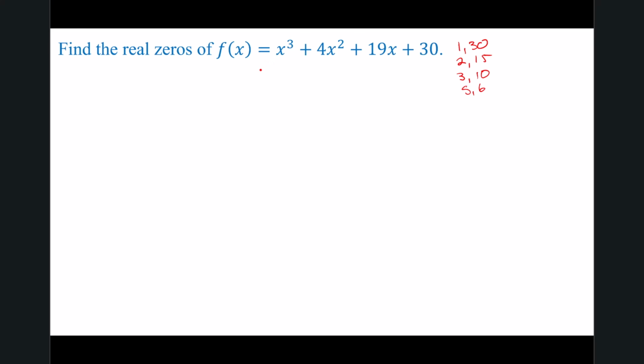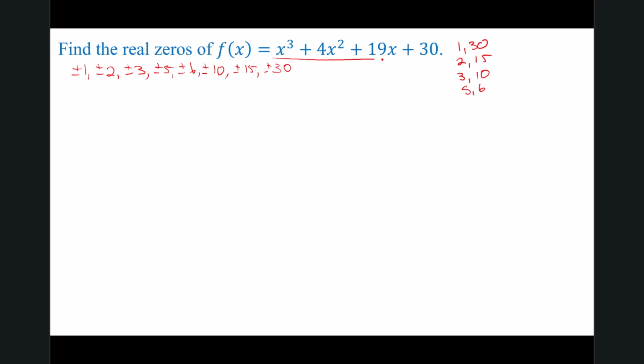Our leading coefficient's 1. So our potential rational zeros are plus or minus 1, plus or minus 2, plus or minus 3, plus or minus 5, plus or minus 6, plus or minus 10, plus or minus 15, and plus or minus 30. Now that's a lot, and we could go through and try them all. Here's what I need to notice first of all. This might make it a little bit easier.